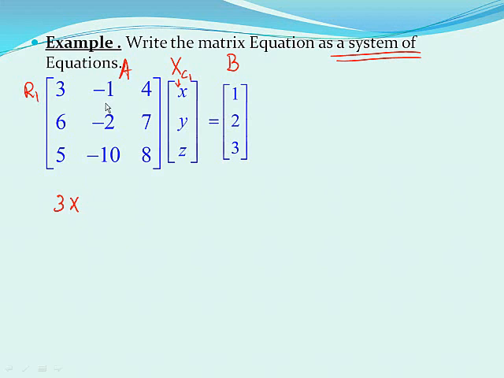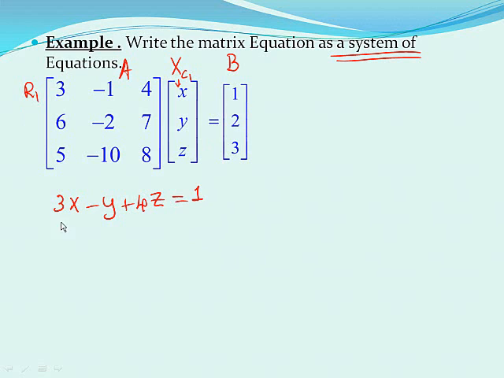3x, negative 1 times y, negative y, 4 times z, that will be 4z, equal to. This is the 1,1 entry of the product, so it should match the 1,1 entry of the right hand side. That will be equated with 1. The first row with the first column is equal to the first entry of the product.